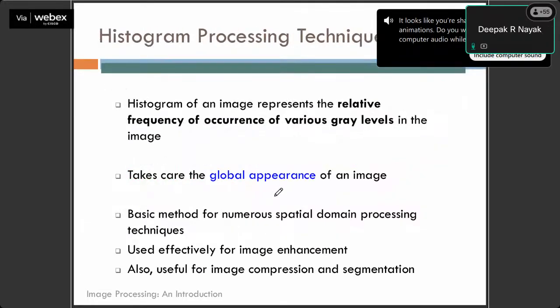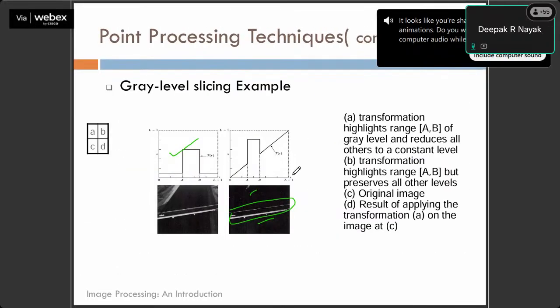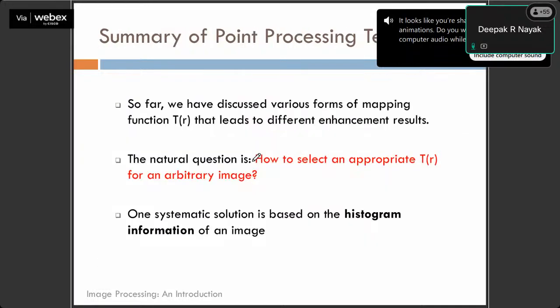So these are all point processing techniques, right? Whatever transformation functions I've shown to you, for every R there is an S. Although you are following a function, for every R you are getting an S value. That is why the name is point processing techniques.